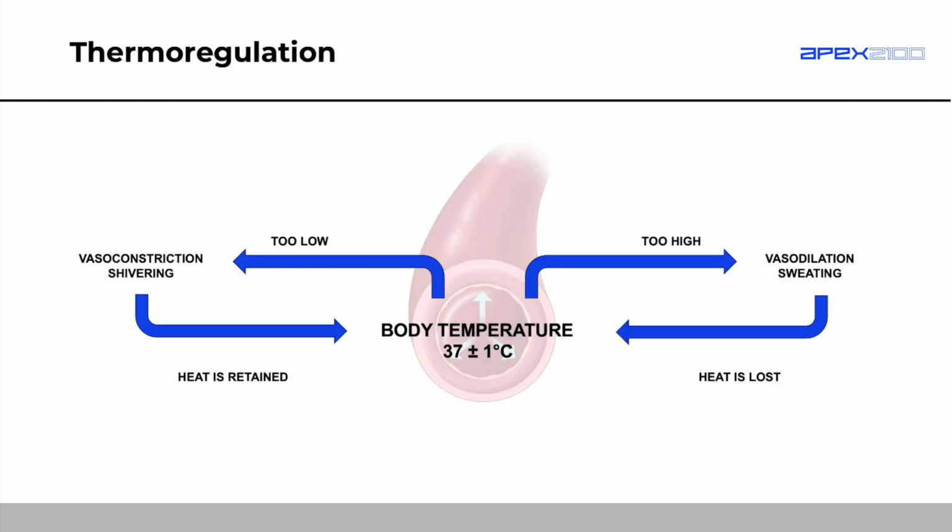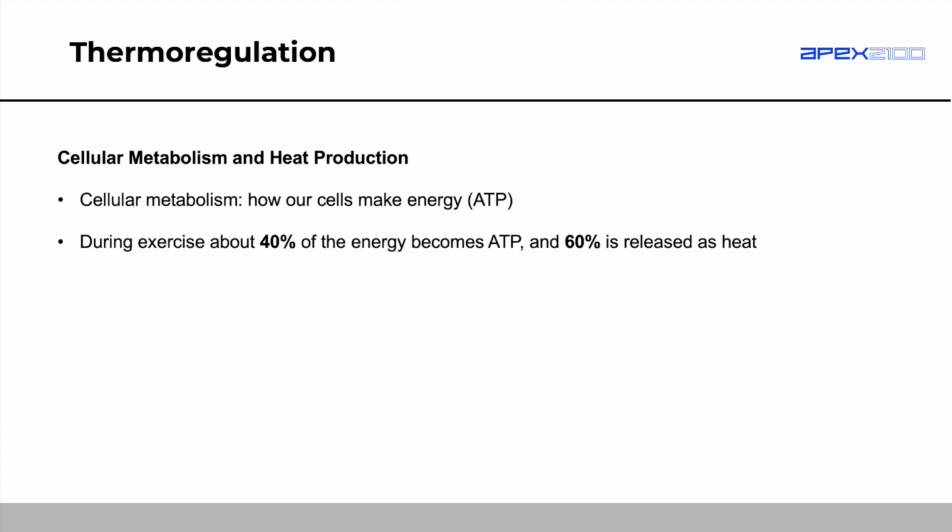Okay, so we've spoken about body temperature before. We looked at this negative feedback loop of how our body actually maintains a stable body temperature. We're going to look at that a little bit more in depth now. So the first thing we need to understand is cellular metabolism and heat production. In the simple form, when our cells make energy, we are also making heat at the same time.